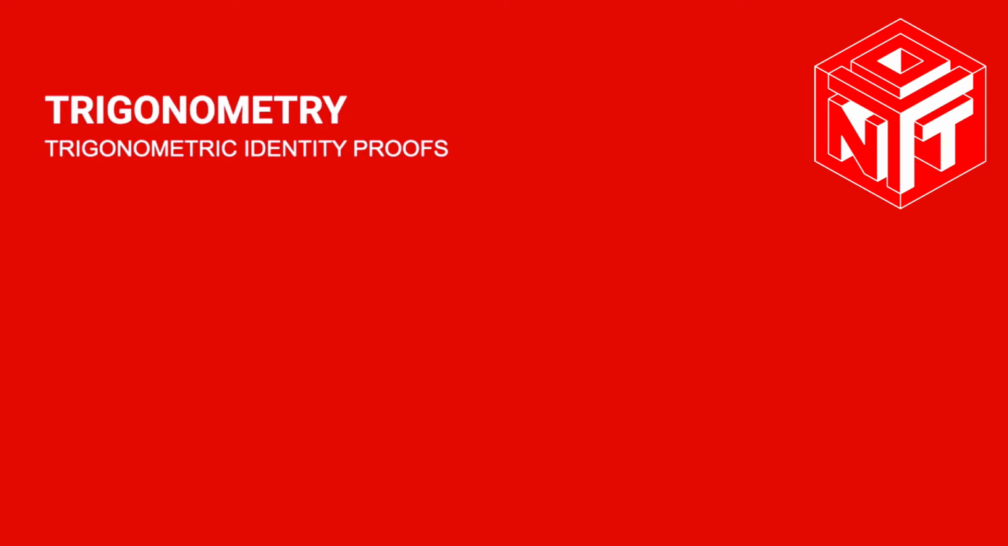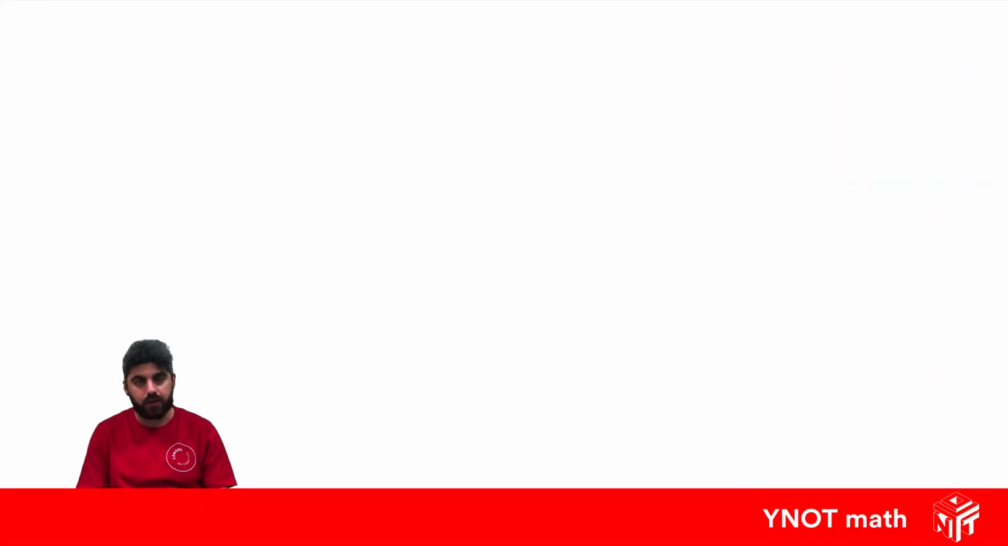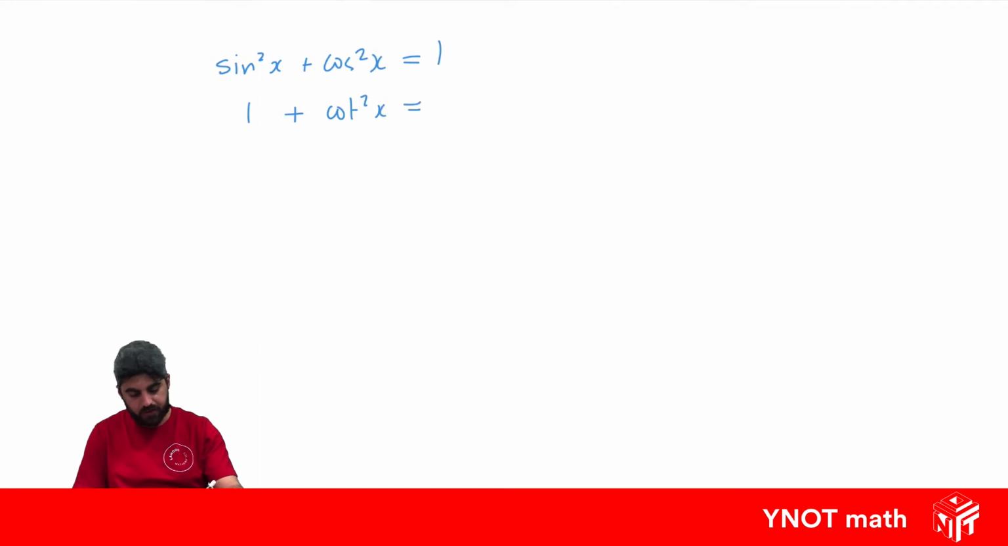Trigonometric identity proofs. Here we're going to look at all the trigonometric identities we've discovered so far and use them to prove if equations are true or false. So we've got sine squared x plus cos squared x equals 1, 1 plus cot squared x equals cosec squared x, tan squared x plus 1 equals sec squared x.